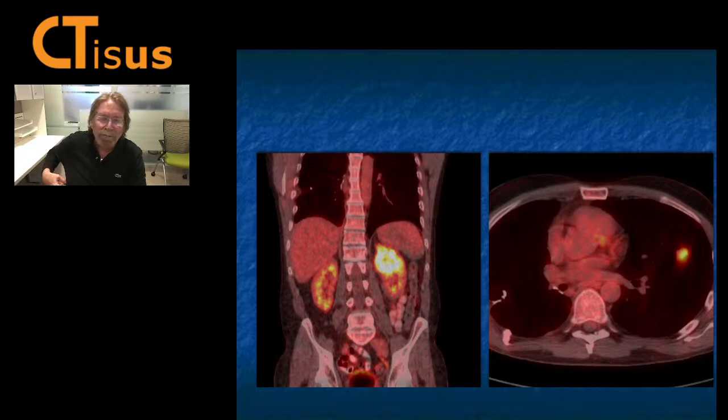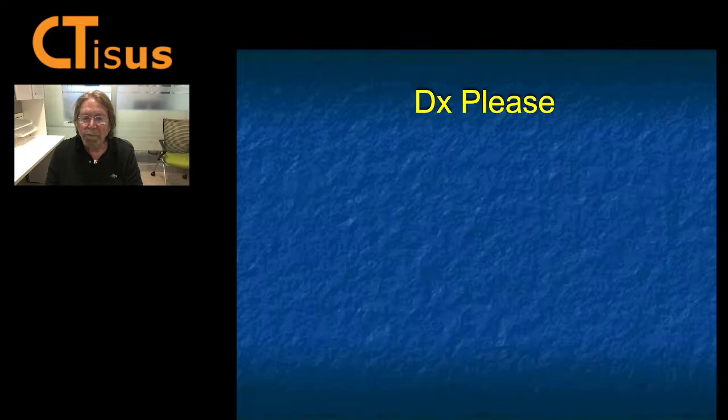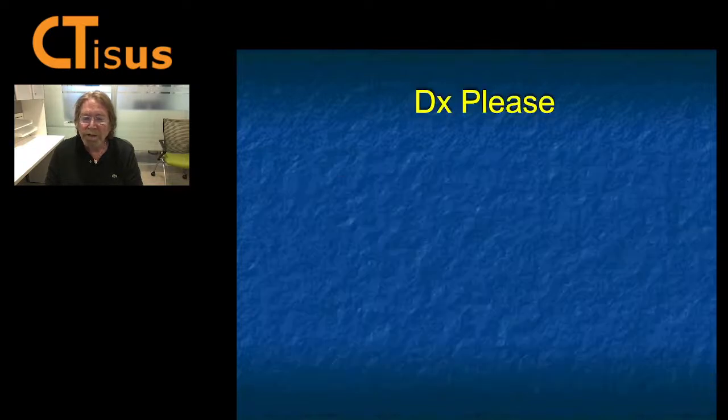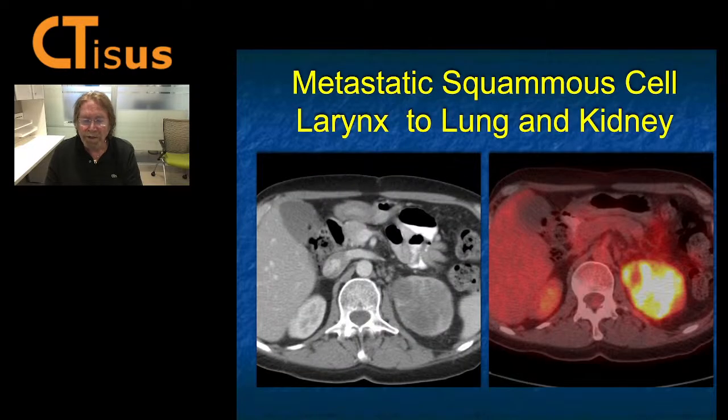Is this lymphoma going to the lung? Is it renal cell going to the lung? Is it lung cancer going to the kidney? All are good thoughts. Well, guess what it was? It was metastatic squamous cell of the larynx to lung and kidney. So I like this case to show you the abnormal perfusion, the changes in the kidney. Think infarction, think infection, but you've also got to be thinking tumor.